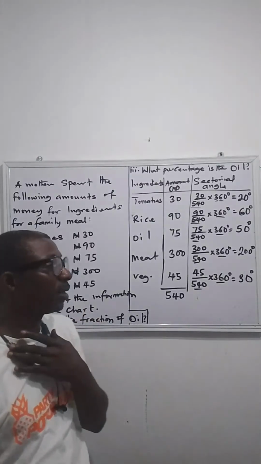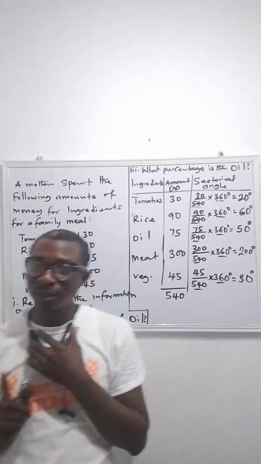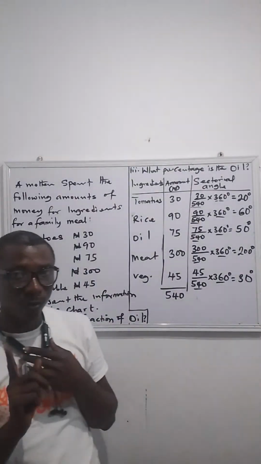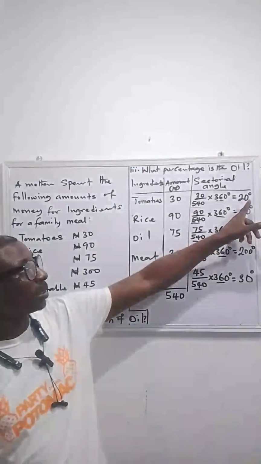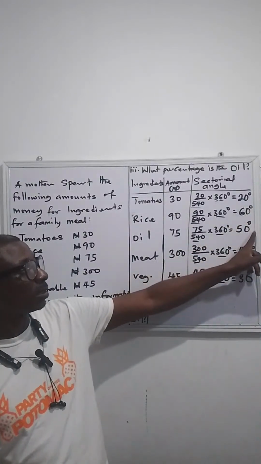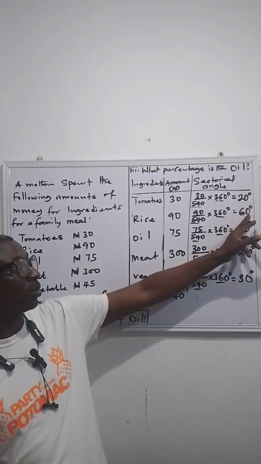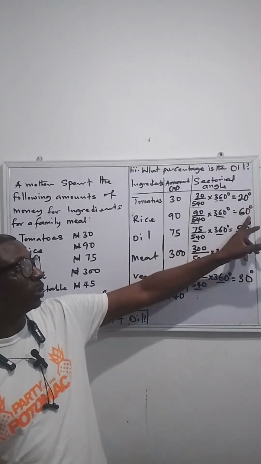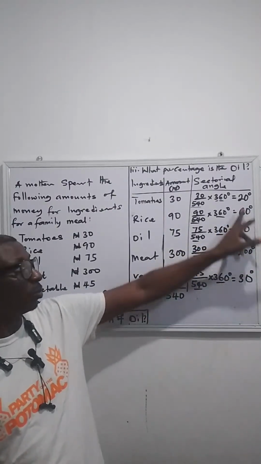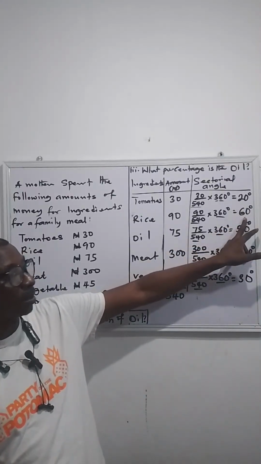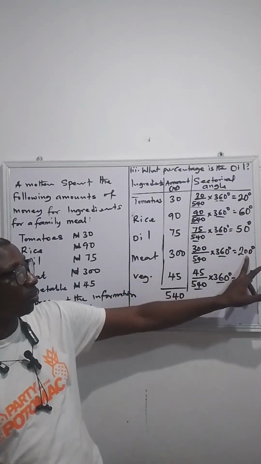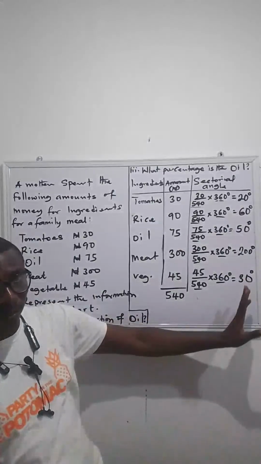All right. Another thing you need to pay attention to, not to lose points: ensure that you put units. Units are very, very important, because these are sectorial angles. So remember to put the units here. So this is 20 degrees, 60 degrees, 50 degrees, 200 degrees, 30 degrees, and so on.